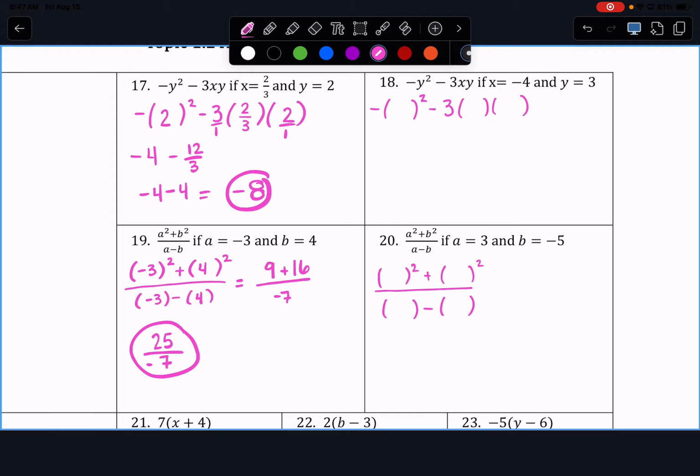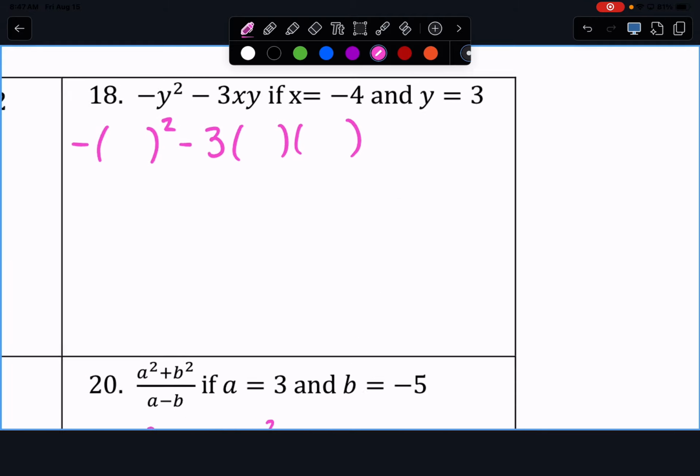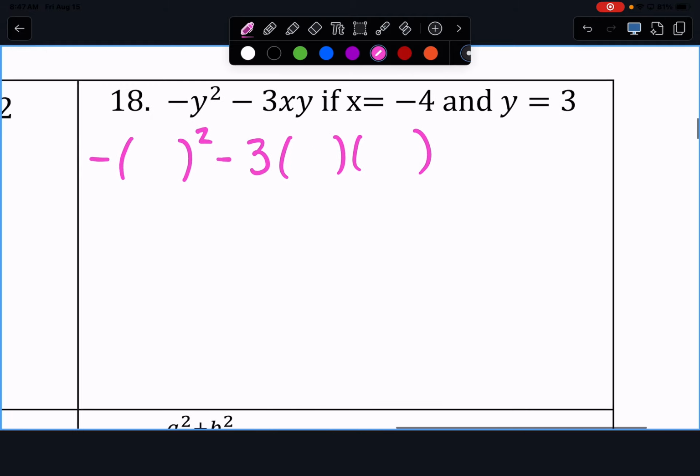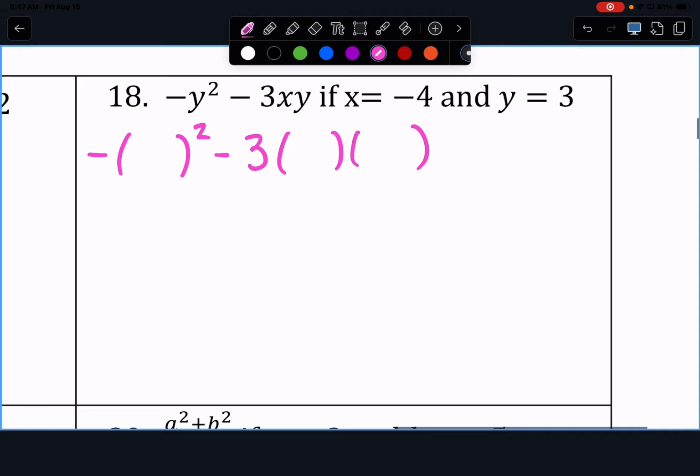When we set up 18. Okay, what do I plug in for y? Negative 3. And what do I plug in for x? Negative 4. All right, so we set that up. What do I do first? X squared. So we get 3 squared, which is 9. So what should I put first? The minus. Negative 9.